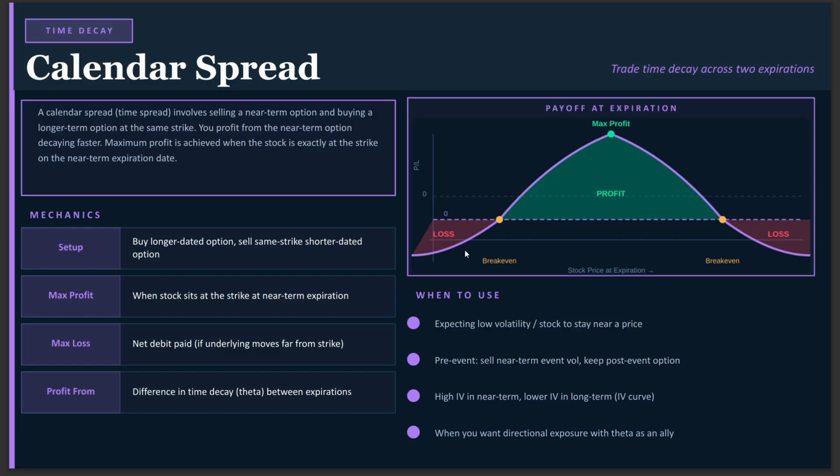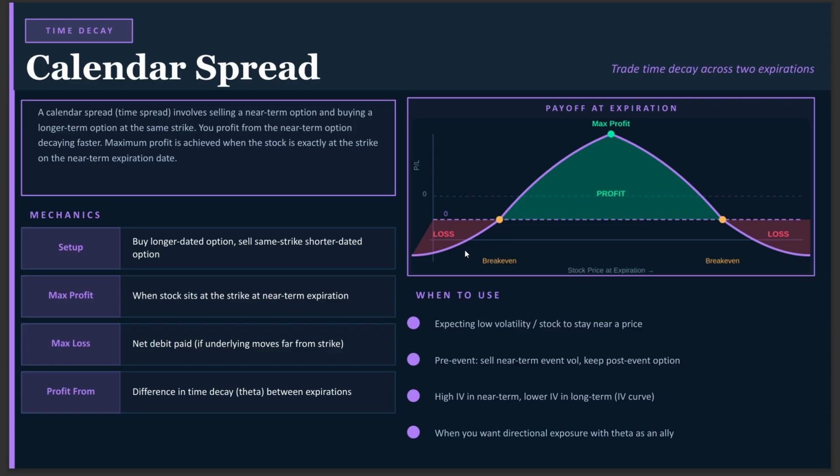In this example at least, we want our stock to be as close to our strikes as possible when we go to sell the option and when we go to buy the option. And we basically want the stock to stay as stagnant as possible, pinned to our strike price, and that'll give us our max profit.